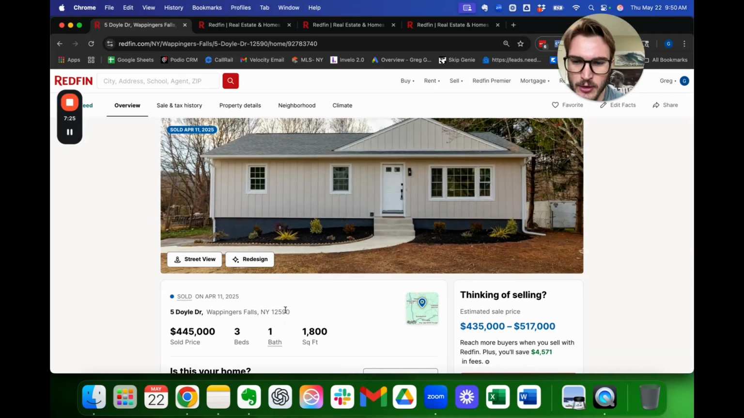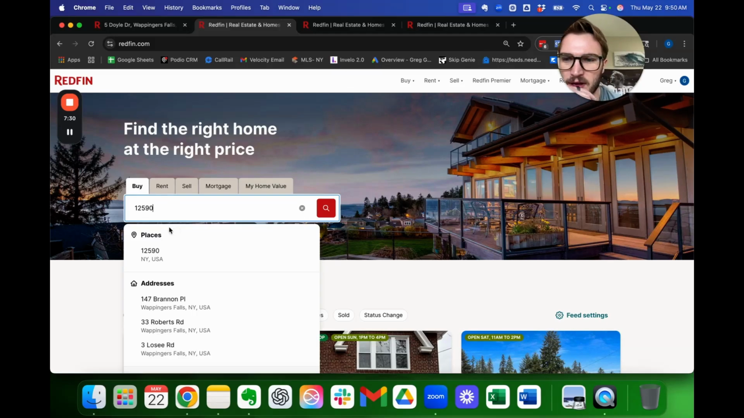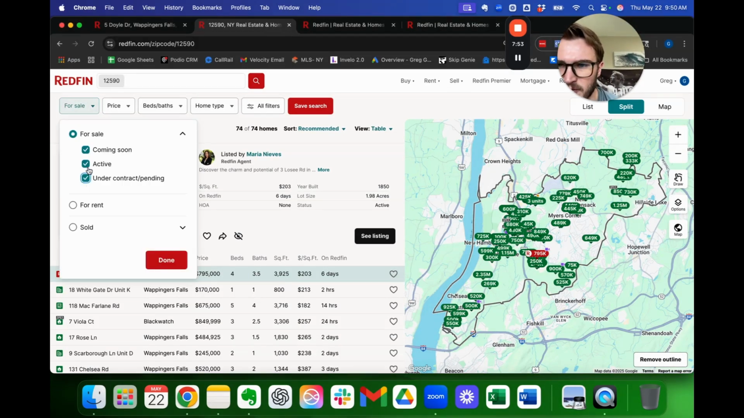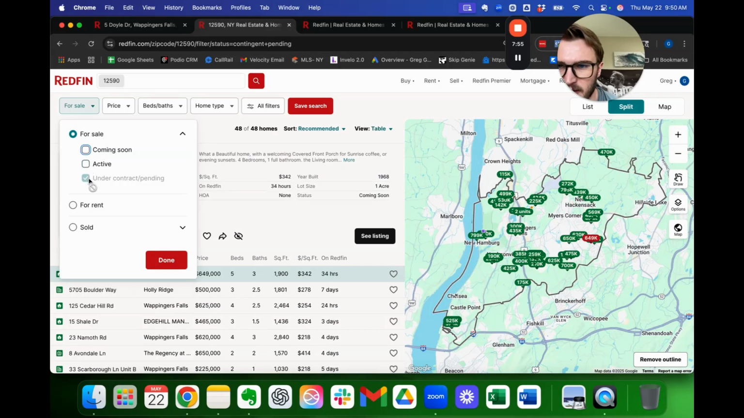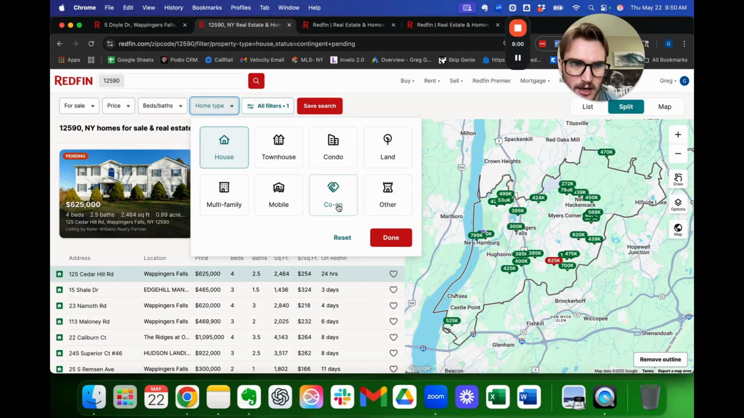So that's what we're going to do on the second part here. We're going to take the zip code here of 12590, and this is in Wappingers Falls. We're going to type it into Redfin. All right, so now we're going to go for sale. We're going to click active pending only. So you're going to click under there. You're going to go here. You're going to go to home type house. Right? So you just see houses that are pending in the zip code.